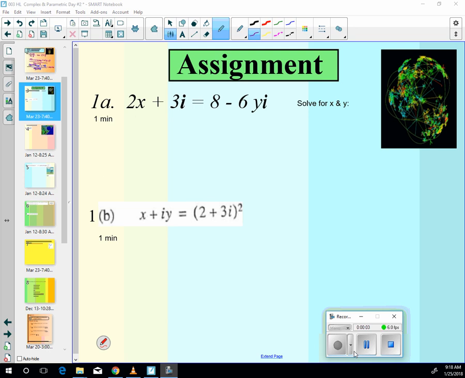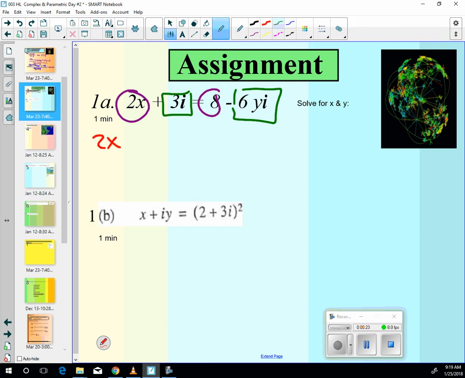So for the assignment, what we're asked to do is, given one equation, solve for x and y. Now yesterday I told you that you can break these up into real and non-real components. One equation could be 2x equal to 8 and 3i equal to negative 6yi. You can break those up. This is why complex numbers are used in reality with engineering and so on.